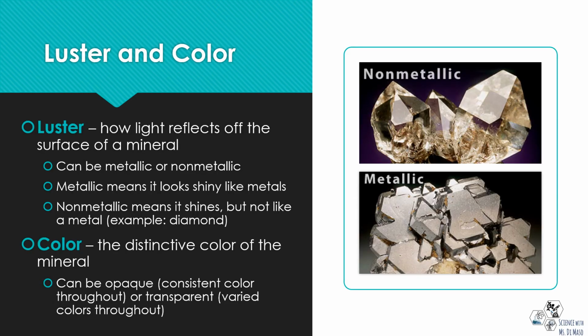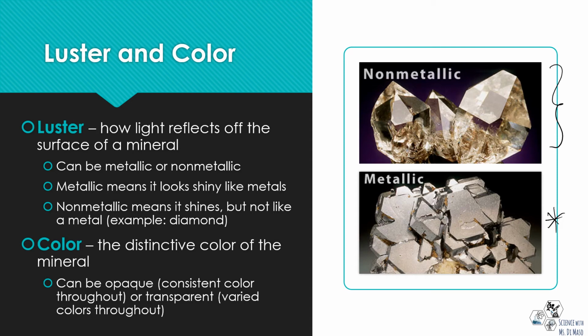The first is luster. This is how the light will reflect off the surface of the mineral. There's metallic and non-metallic luster. If you look at the pictures on the right, the one on the bottom is an example of metallic luster. It looks like a metal. It's shiny the way you would think of a metal. But this one up here looks more like a traditional crystal or gem that we would think of. It doesn't look like a metal, but it's still shiny in its own way. It's how the light reflects off the surface.